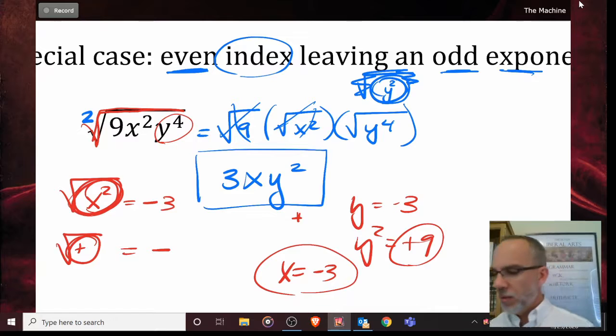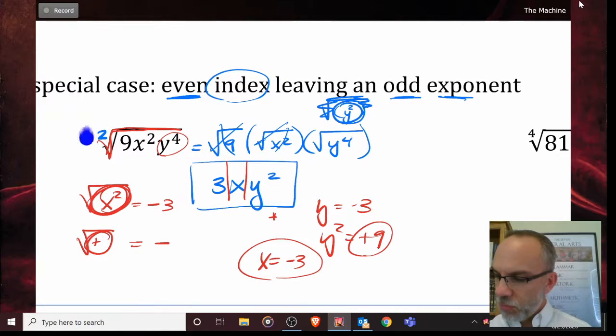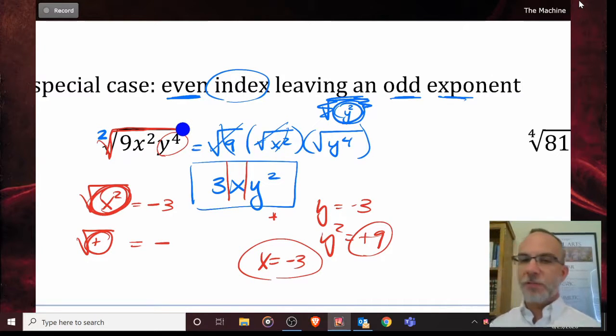So here's how you would adjust that. You would have to do an absolute value bar around the x. Okay, so to wrap it all up here, here's what's going on. When you do an even index, like a 2, and your result gives you an odd exponent, what's the exponent on the x right there? 1. And that's an odd number. You have to do absolute value bars then around the thing with the odd exponent. You don't have to do it with this one here, because even if y itself was negative, when you square it, the answer to the square root is positive, and that's okay.